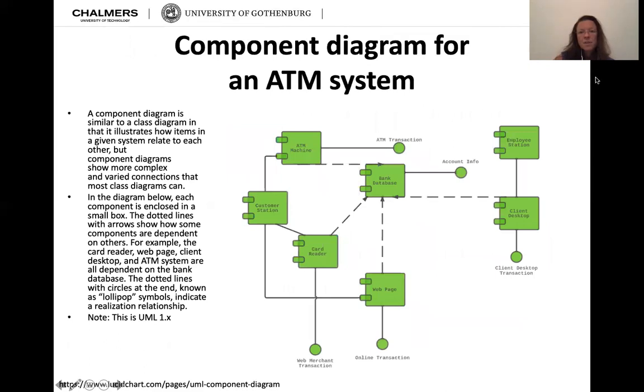And then component diagram for an ATM system, because, you know, almost every modeling lecture has to have a classical example of an ATM system in there. So here we go. Here's ours for the day.